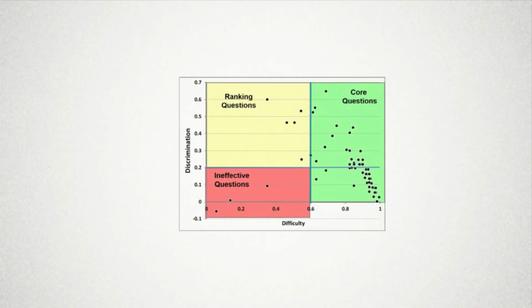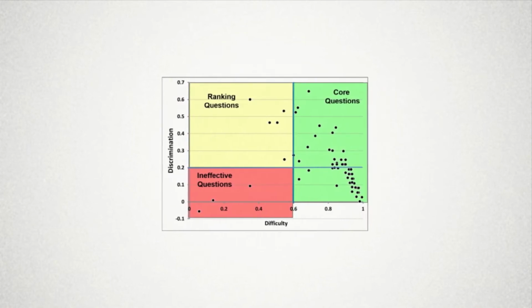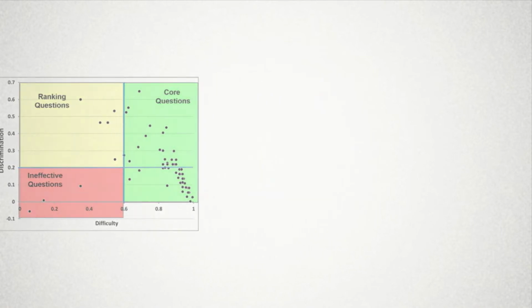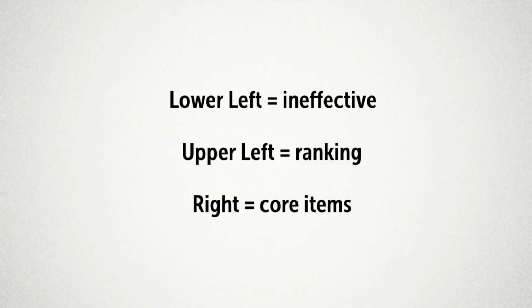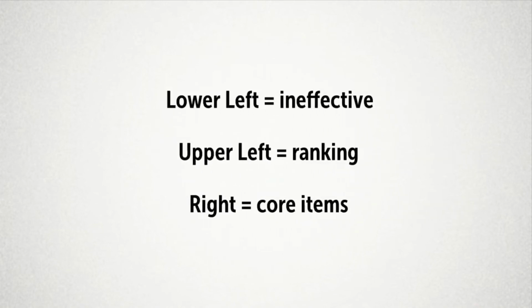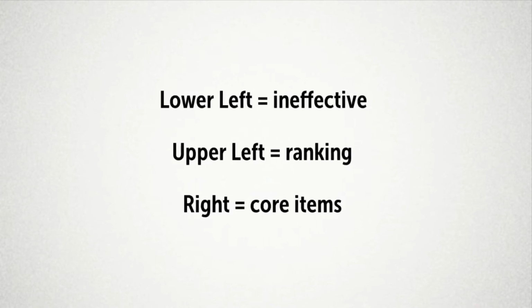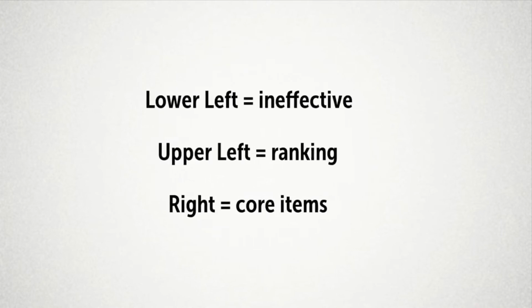An easy way to view your item statistics is to plot the difficulty on the x-axis and discrimination on the y-axis. You can use a grid system to make judgments on how good your questions are. Lower left questions are high difficulty but low discrimination. These are ineffective. Upper left questions are high difficulty and high discrimination. They're used for ranking. Anything to the right are core questions. These are easier questions with less discrimination.